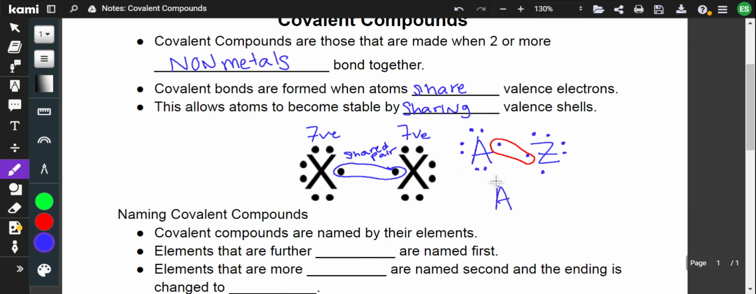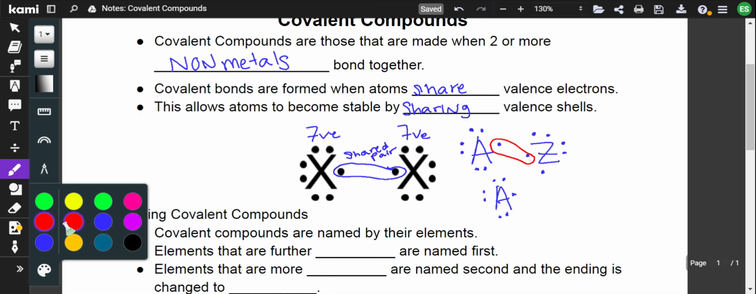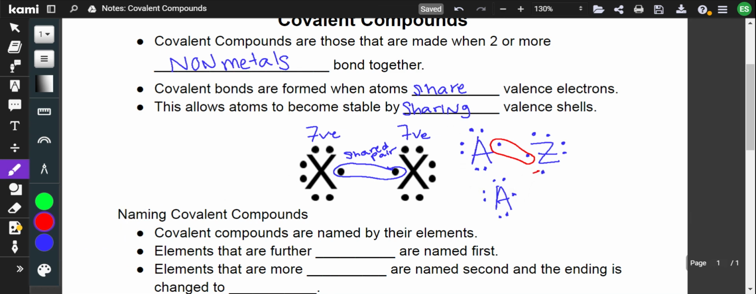Let's add another A just to make things even and balanced. Here's another A. 1, 2, 3, 4, 5. Going backwards again. 6, 7. We have another A. And again, these can now share and co-parent, if you will, these valence electrons. Now we're all happy, everybody's stable, everybody's having a good time because we are now full with our valence shells.